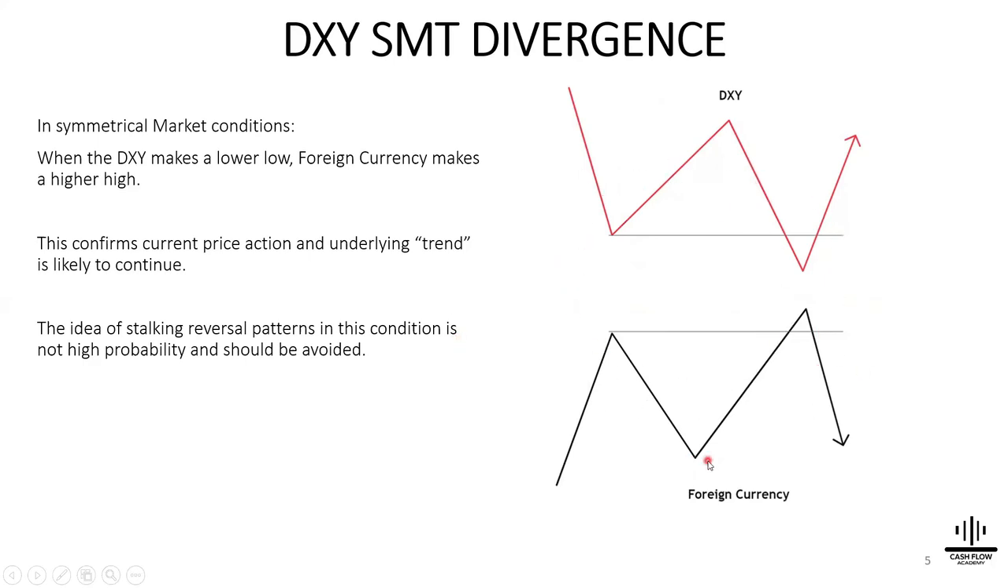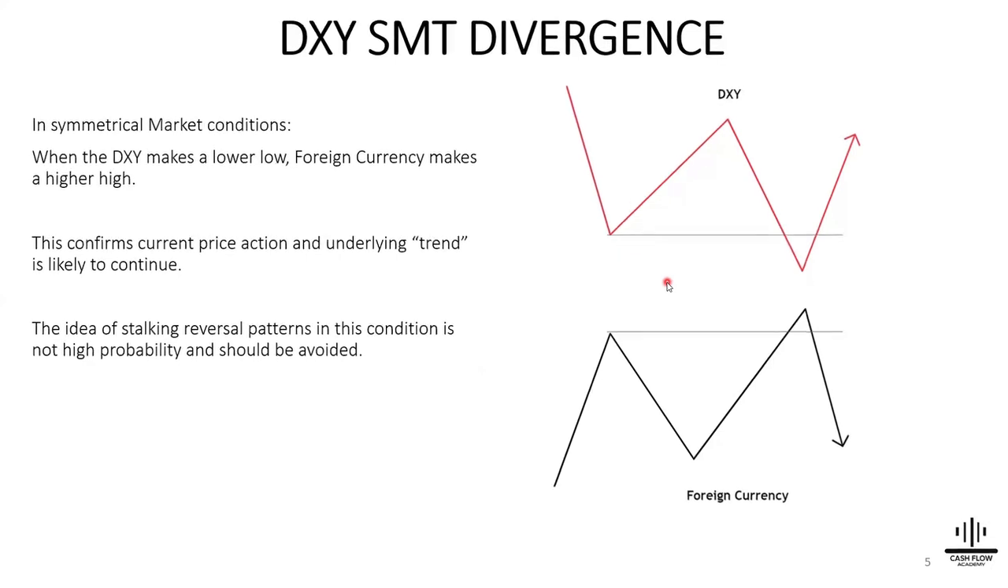Now, why is this important? When there is no symmetry in correlated assets, it reveals smart money trading. What do I mean? It means the market is about to reverse. So we're going to see how that plays in the next slide.